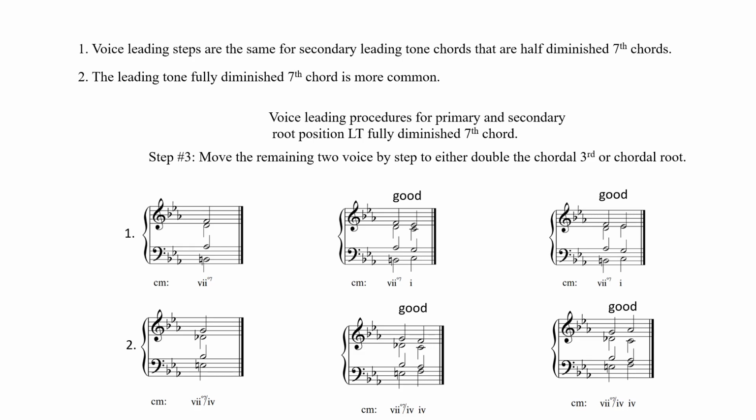Notice again that after voice leading steps 1 and 2, you are left with a destination chord with a chordal root and a chordal fifth. Lastly, since we are resolving a root position fully diminished seventh chord, we have two viable options. We can move the remaining two voices by step to double the chordal third or the chordal root.